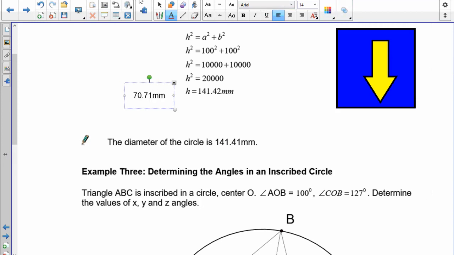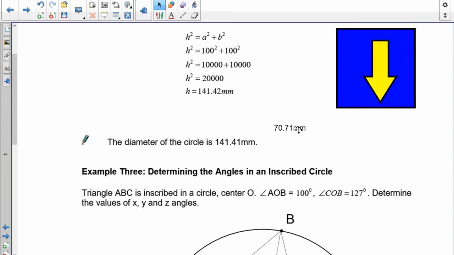So there's my radius right there. So there's your answer to your question. And of course, you should have a sentence down here.